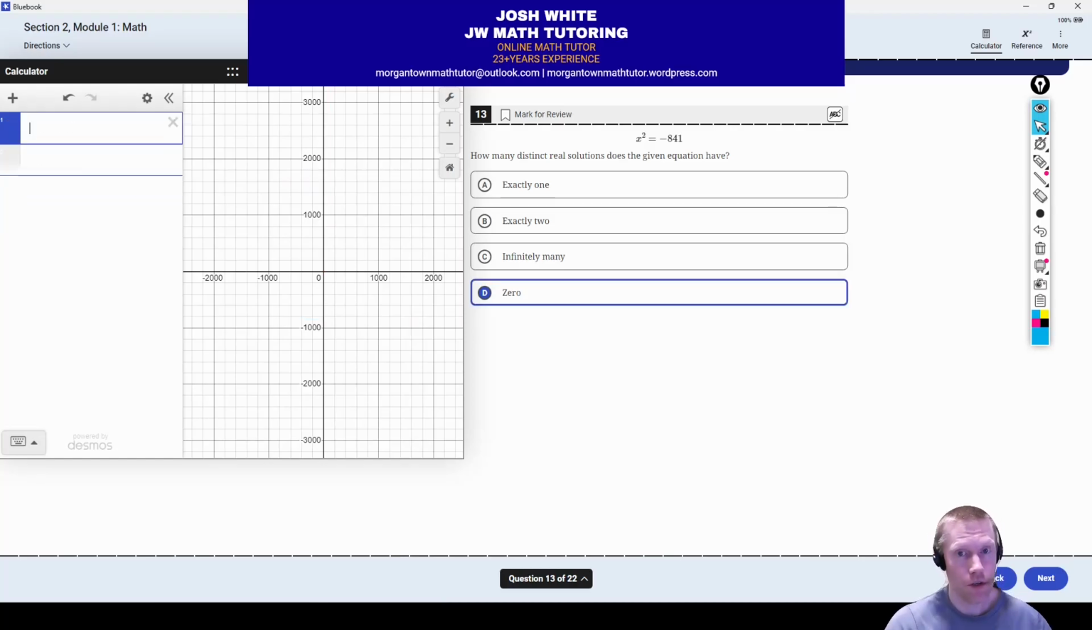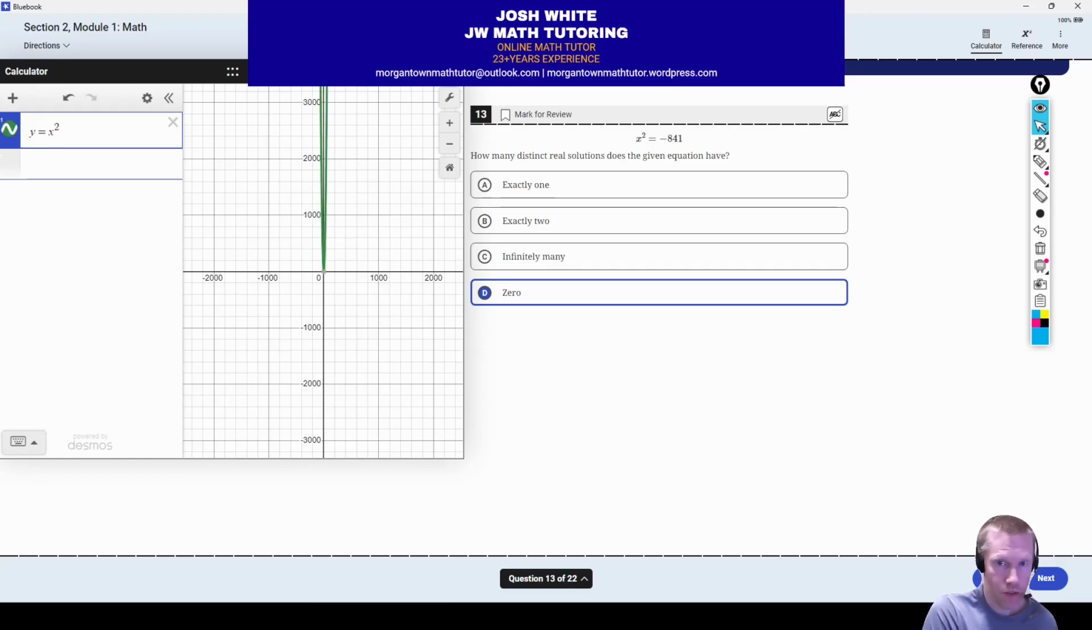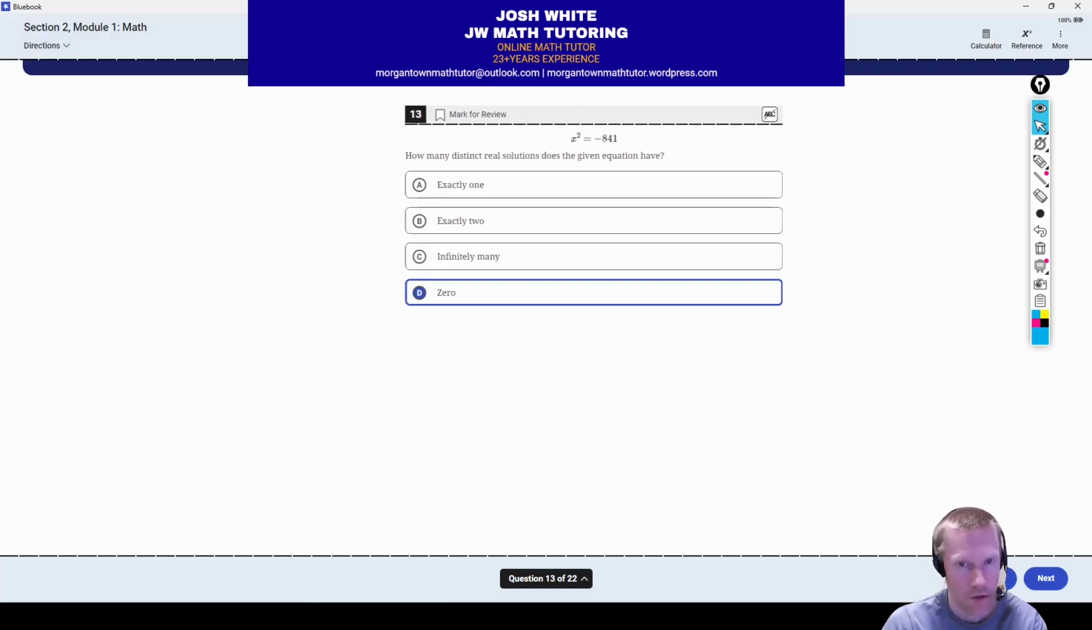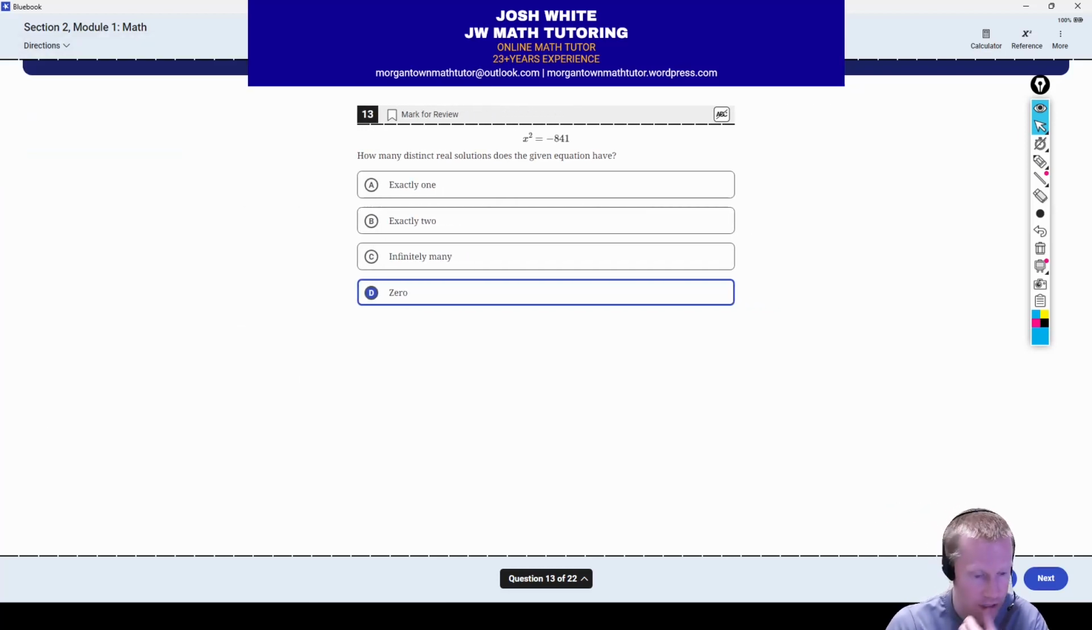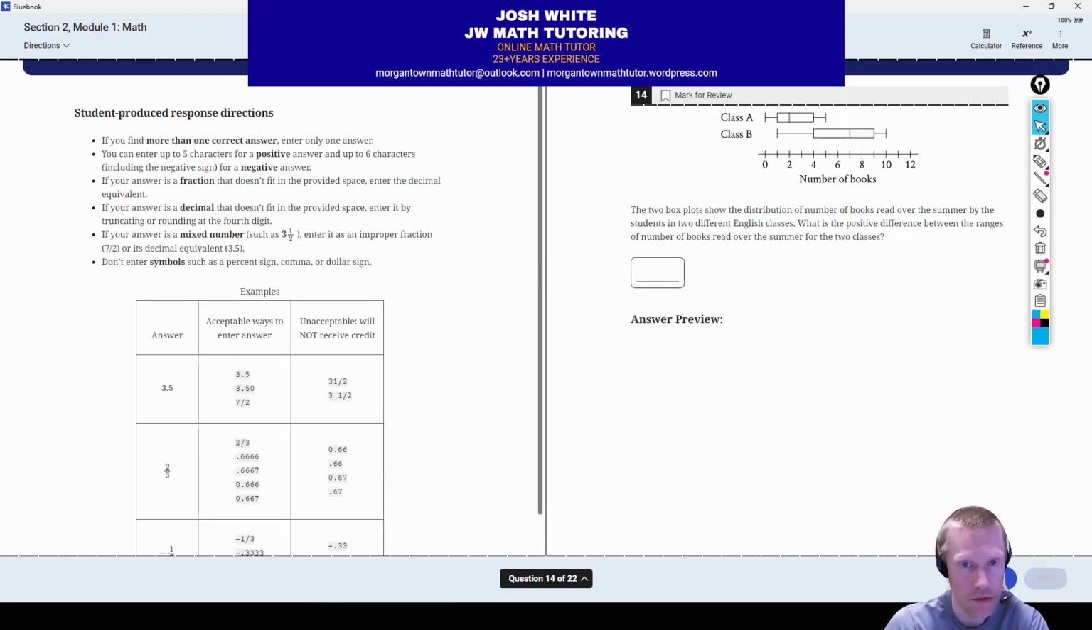Or an alternate way you could do it is you could get it equal to 0, so we could graph y equals x squared, move the negative 841 over, and now you're looking for the number of x-intercepts. So there are no x-intercepts, so that means there are no real solutions. So that's how you could identify that answer in Desmos.